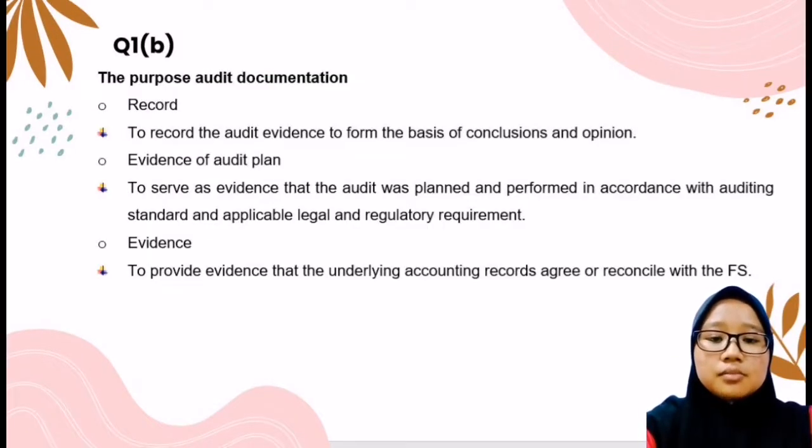Okay, for question B, discuss the proposed audit documentation. Audit documentation has three purposes. One: record the audit evidence to form the basis of conclusion and opinion. Two: evidence of audit plan, to serve as evidence that the audit was planned and performed in accordance with auditing standard and applicable legal and regulatory requirement. Three: evidence to provide evidence the underlying accounting record agrees or reconciles with the FS.